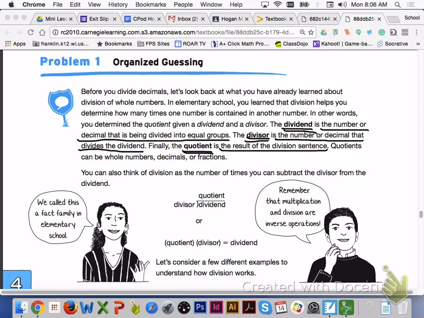The dividend is the number or decimal that is being divided into equal groups. The divisor is the number or decimal that divides the dividend. Finally, the quotient is the result of the division sentence. Quotients can be whole numbers, decimals, or fractions.